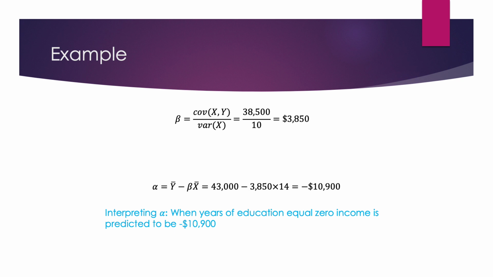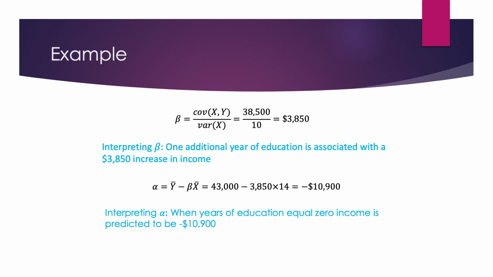To interpret this value, when years of education is equal to 0, income is predicted by our model to be negative $10,900. To interpret beta, one additional year of education is associated with a 3,850 increase in income.